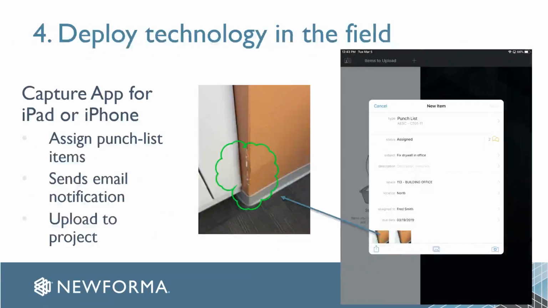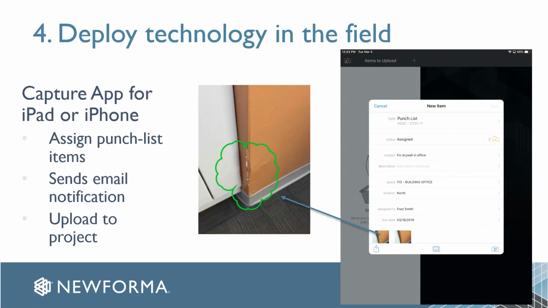So the next thing I want to mention is that we're talking about deploying technology in the field. Obviously, we realize the way our world works now, everybody wants things right away, right? And also being able to work mobile is very important. So one of the options we have available with ConstructX is that there are several Newforma mobile apps that work in conjunction with ConstructX to help you manage some of those quality control items that you get, especially at the end of a project. And one in particular I'm mentioning here, you can see a screenshot of it on the right-hand side, is our Capture app.